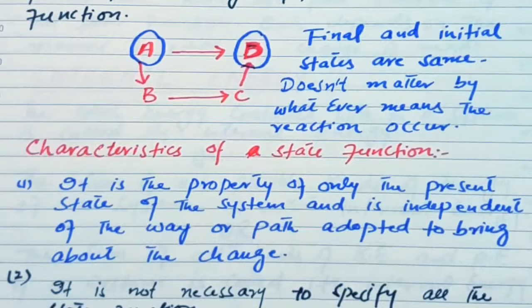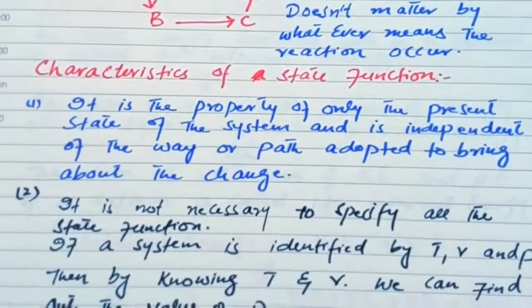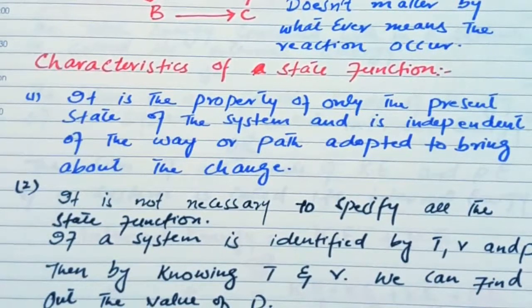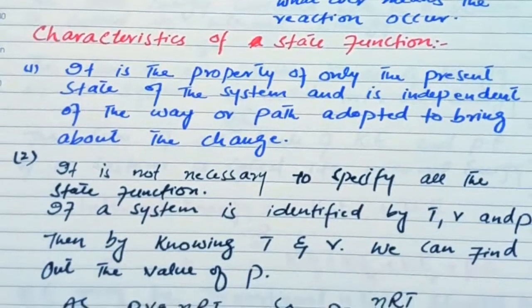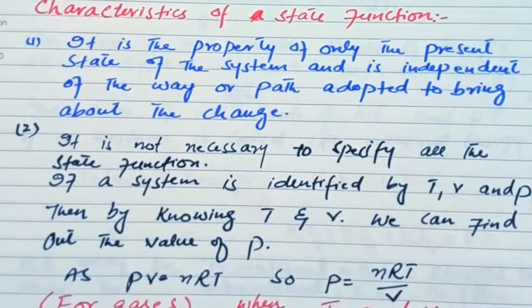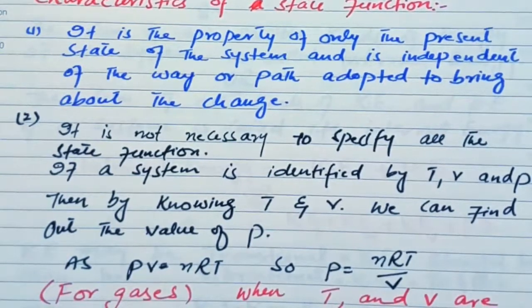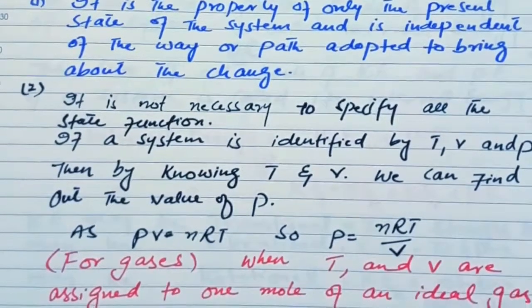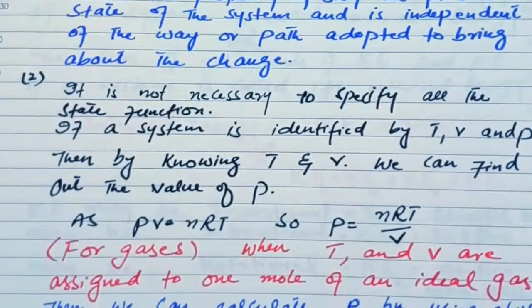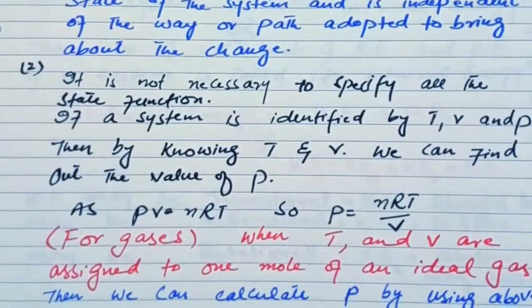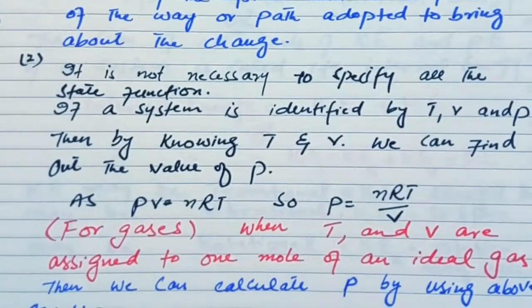Characteristics of the state functions: it is the property of only the present state of the system and is independent of the path adopted to bring about the change. It is not necessary to specify all the state functions. If a system is identified by temperature, volume and pressure, then by knowing temperature and volume we can find out the value of pressure by using the ideal gas equation, for gases only.